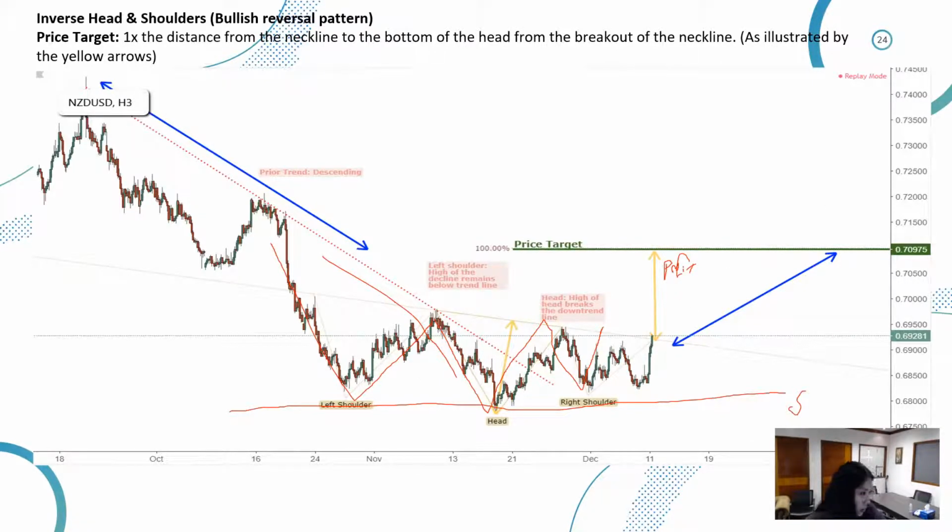So you can see the distance from the head, from this support level here, this is the support level at the very bottom, the lowest, to this resistance level. The distance between here and here would be the profit distance. I will call this area A here, and this area B here. So the distance of area A here is the profit distance for area B here.